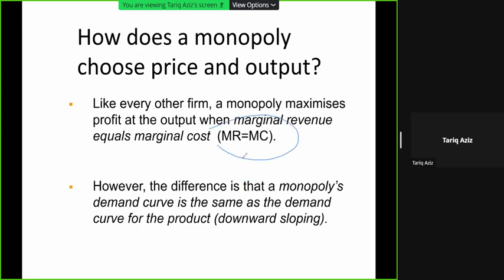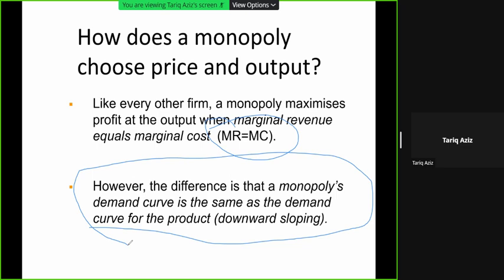But this thing is similar: the point where marginal revenue is equal to marginal cost is the point where the firm can maximize its profit. So like every other firm, a monopoly maximizes profit at the output where marginal revenue equals marginal cost. However, the difference is that a monopoly's demand curve is the same as the demand curve for the product. Since the monopoly firm itself is the industry and is producing a unique product which does not have any substitute, the demand curve is the same for the industry and for that firm.